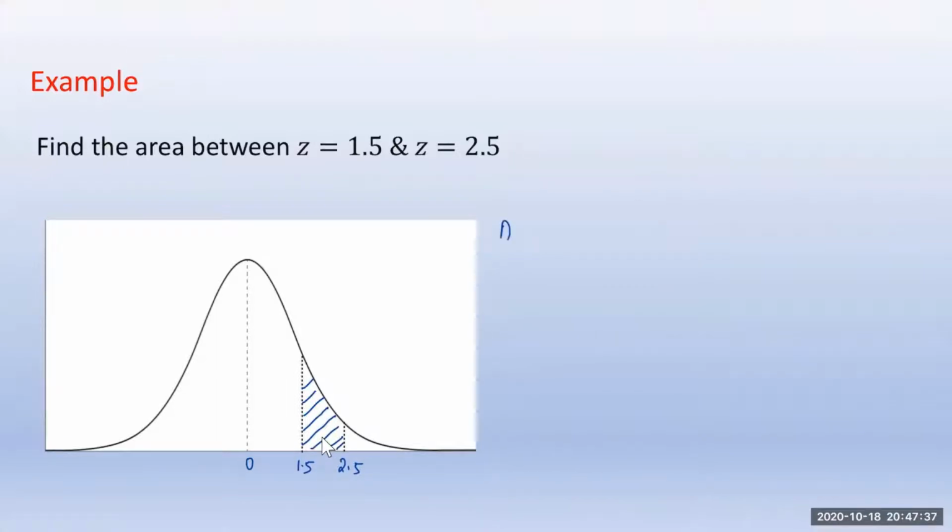And we know that the area A is equal to normal CDF. The lower boundary for the area is 1.5. Upper boundary for the area is 2.5. Mean is 0 and standard deviation is 1. So we can use our TI-84 calculator to get this area.